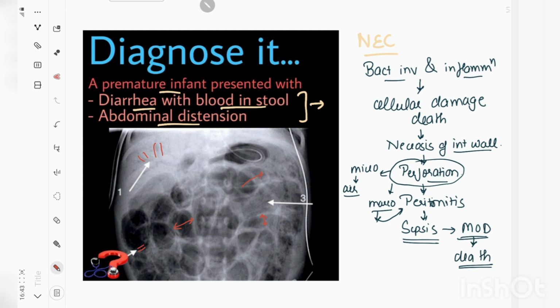Next thing is we can see the presence of free gas inside the peritoneum. You can see clearly the gas shadows in the periphery. You can see the gas is present in the periphery. This is free gas in the abdomen.